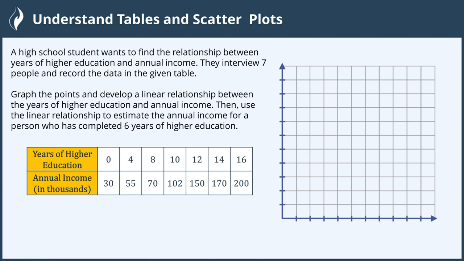education. Looking at our graph, we have a domain and a range, so we'll use our years of higher education across the horizontal axis and annual income in thousands for the vertical axis.